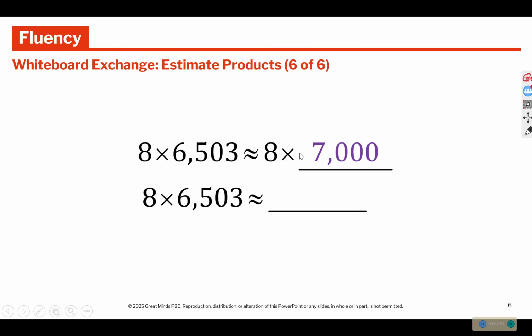Now 8 times 7,000. 3, 2, 1. 8 times 7 is 56. 8 times 7,000 is 56,000.